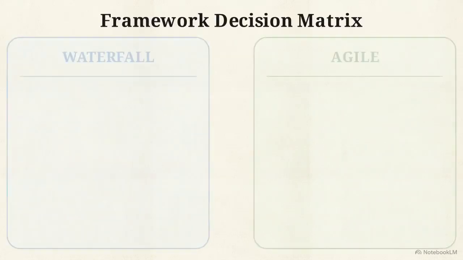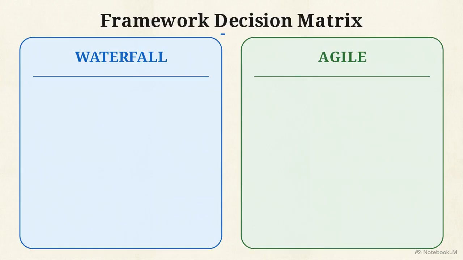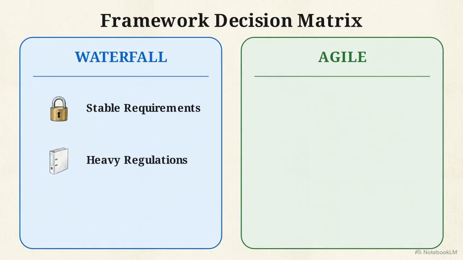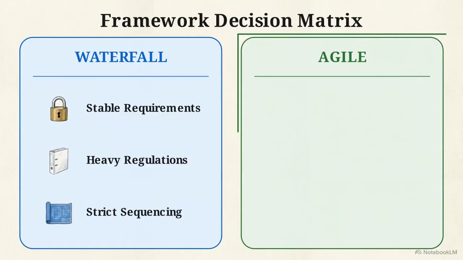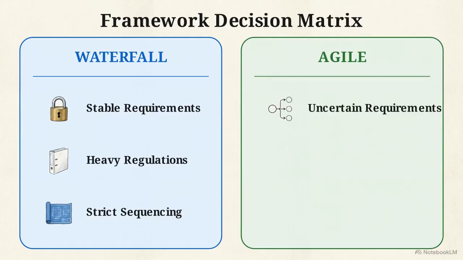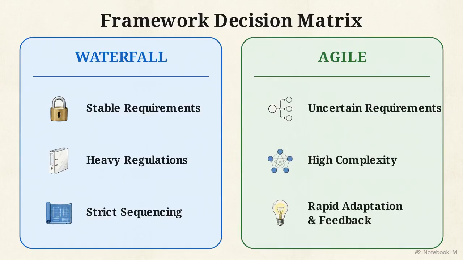This summary matrix outlines ideal conditions. Choose Waterfall when requirements are perfectly stable, regulations are heavy, or physical constraints demand strict sequencing. Choose Agile when requirements are uncertain, the product is complex, and your environment requires rapid adaptation based on feedback.